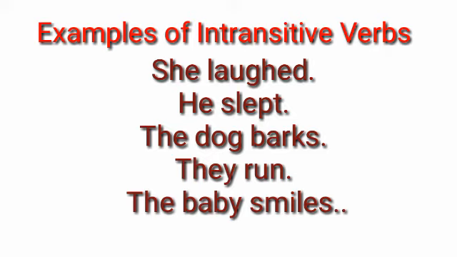In this sentence, she is the subject and laughed is the verb, which is intransitive. He slept. In this sentence, he is the subject and slept is the intransitive verb. The dog barks. In this sentence, the dog is the subject and barks is the intransitive verb. They run. So in this sentence, they is the subject and run is the intransitive verb. And the baby smiles. So in this sentence, the baby is the subject and smile is the intransitive verb.